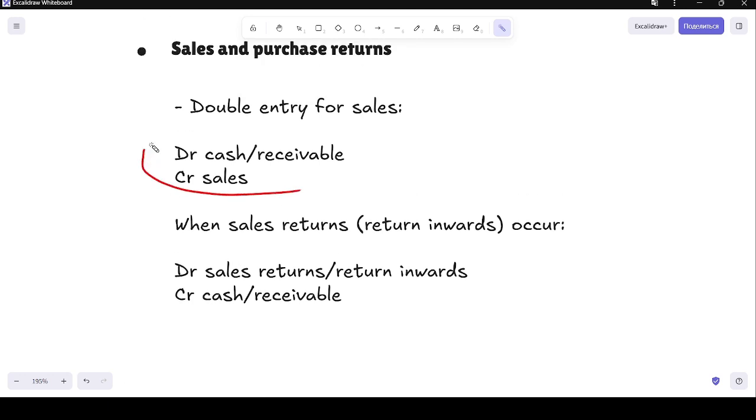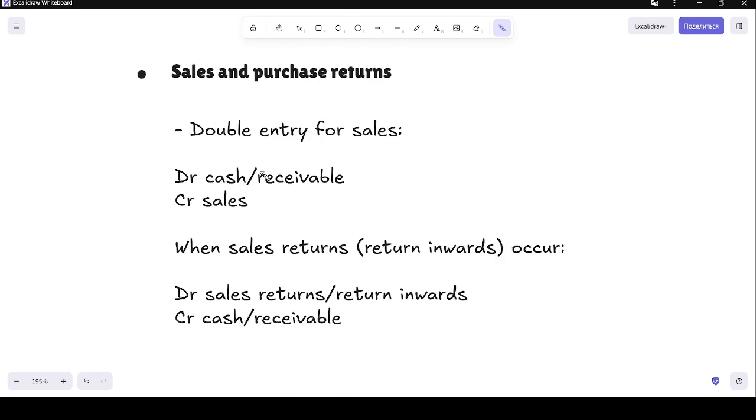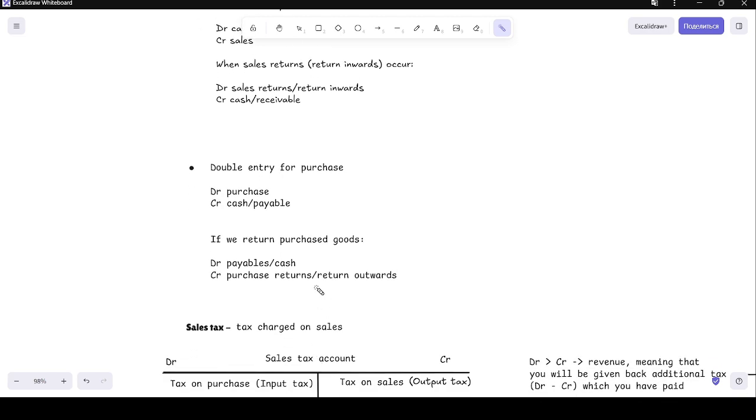You see, returns are the opposite of the typical sales or purchase double entries. Also, sales returns can be considered as expenses or a contra account on sales. The same thing for purchases. Purchases are expenses, and purchase returns can be considered as a contra account on purchases or expenses, right?